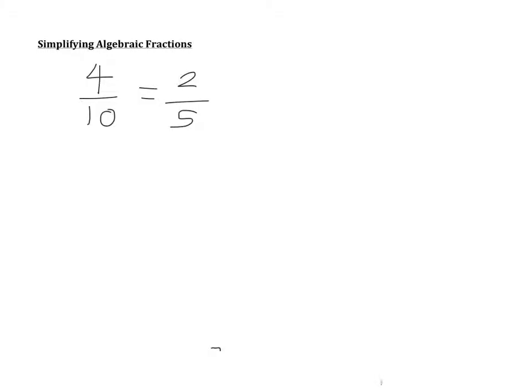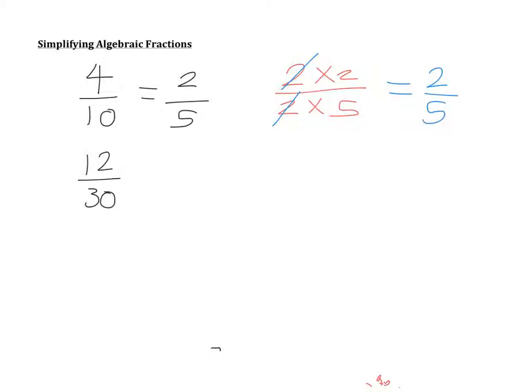Another way to think about this is to think that 4 is the same as 2 multiplied by 2, and 10 is the same as 2 multiplied by 5. We can then see that the 2's cancel from the numerator and the denominator, leaving us with 2/5 as an answer. Let's try this with another example.